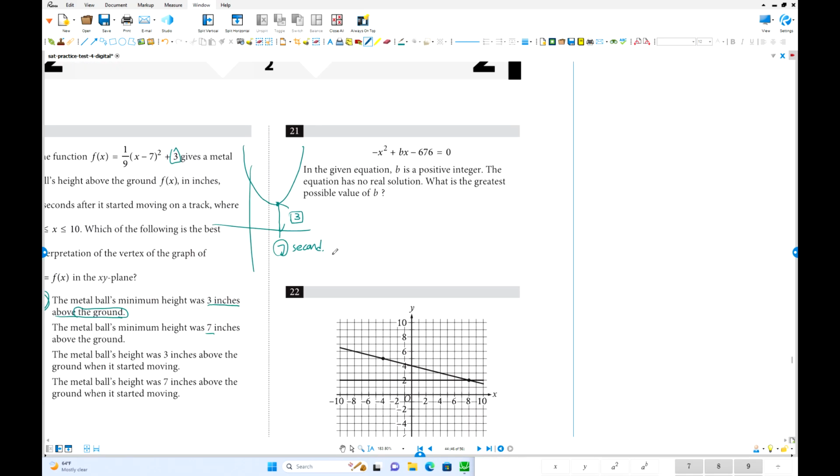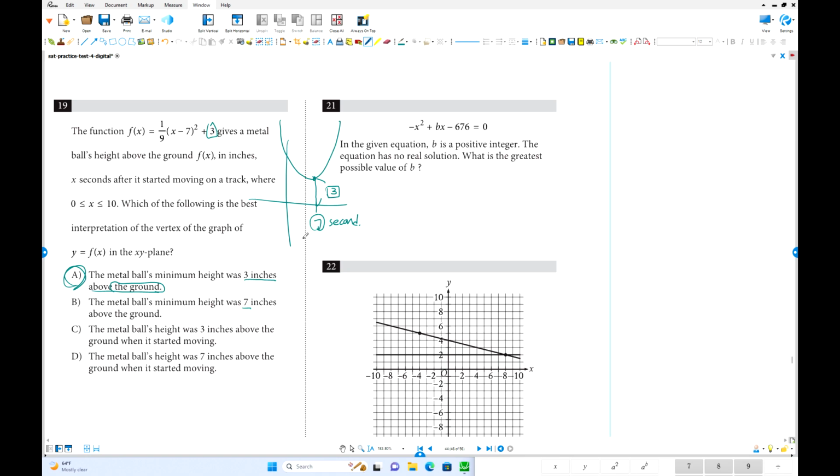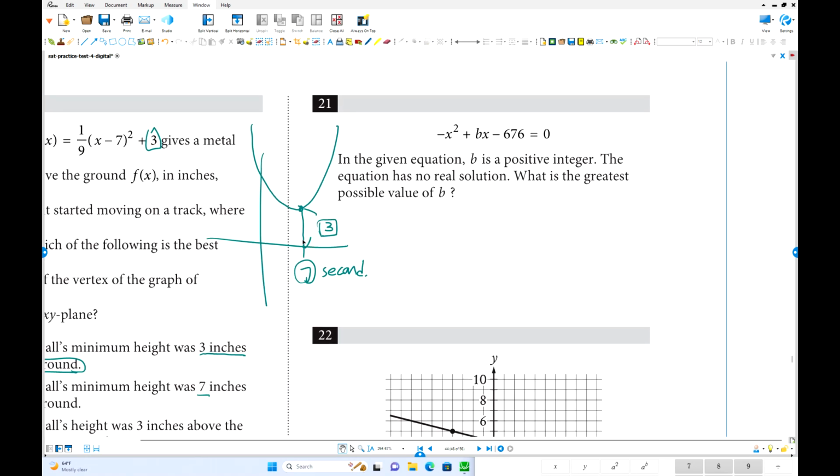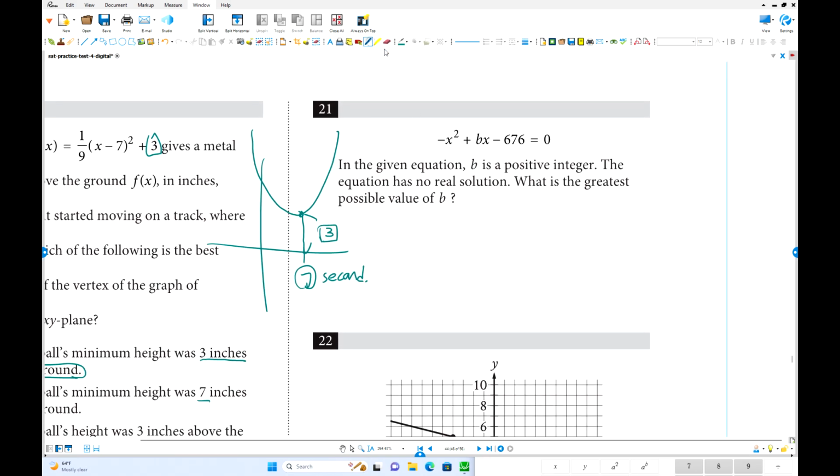Here is number 21. In the given equations, the equation has no real solutions. No real solution is what? If this graph looks like this, so when you make a graph down over here, right, there's no x-intercept, y equals 0. This is what? No real solution, okay? Where is the solution? They are imaginary, okay? So no real solution, the discriminant is less than 0, isn't it? Better use the discriminant, okay?